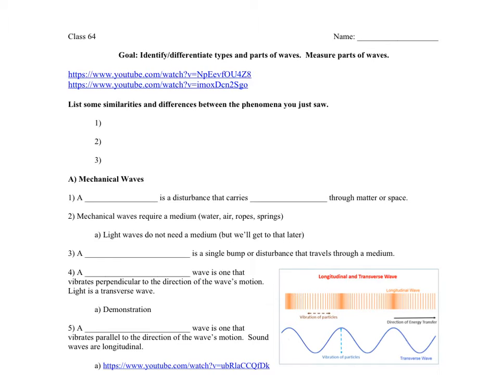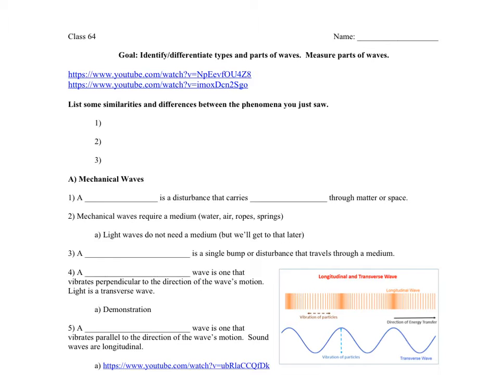All right, so we're looking at class 64. Our goal is to identify and differentiate parts and types of waves, and we're going to measure some parts of waves. So the first thing we did in class was we watched a couple videos and wrote down some similarities and differences between the different waves we saw. You could check that out if you'd like. Just go on Google Classroom, click on those links in the notes.